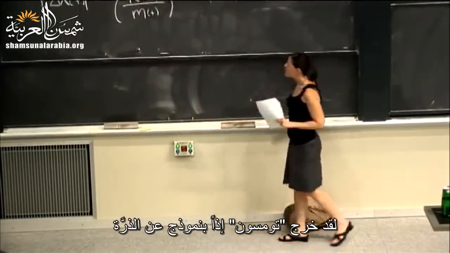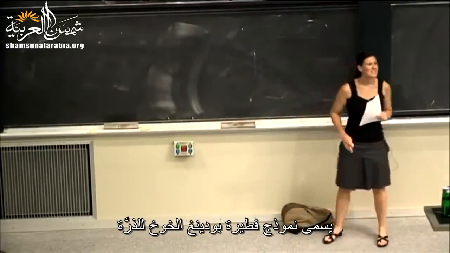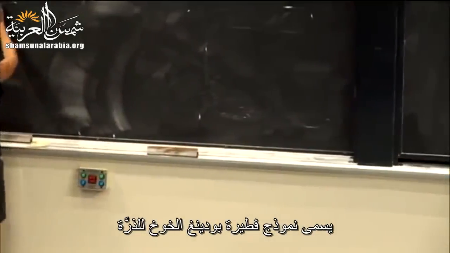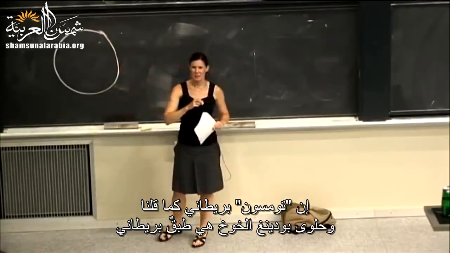So Thomson came up with a model for the atom due to this, and this is called the plum pudding model of the atom. And he was, as we said, English, so plum pudding is kind of a British food.